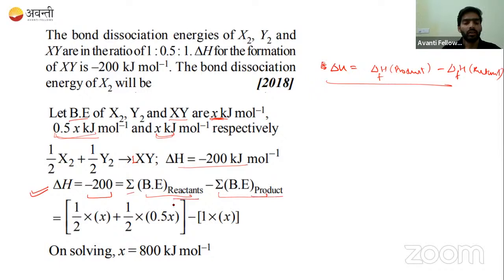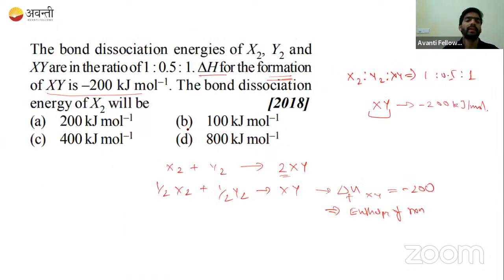Now let's calculate on reactant. It is half. We have to take the coefficient also, and for X2 it is x kilojoule per mole plus another half of 0.5x for Y2. Okay, this is our reactant. And the product is 1 mole forming, so x kilojoule per mole for XY. So if you calculate, we are going to get the answer x equal to 800 kilojoule per mole. So in this, the correct option is option D.